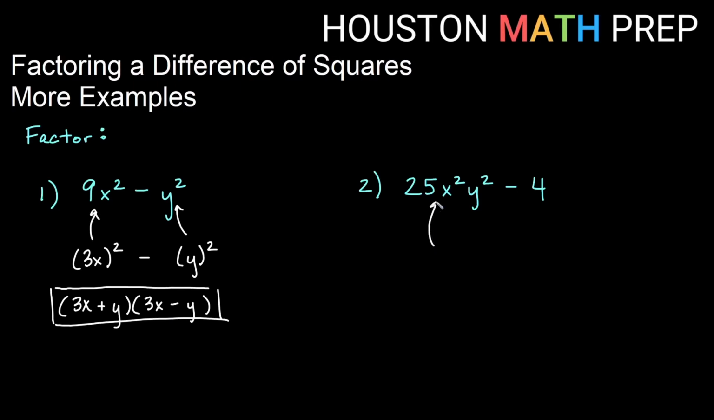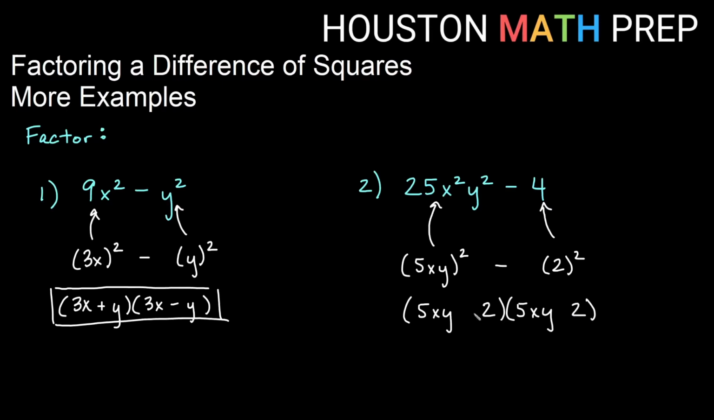Over here, this is a longer perfect square, but everything in this term is a perfect square. So this is really 5xy times itself. You can just take each part of the term and think about what is the square root of that. And then here, this is really just 2 times itself with subtract in between. So our factors will start with 5xy, and our factors will end with 2, and one will have addition and one will have subtraction.